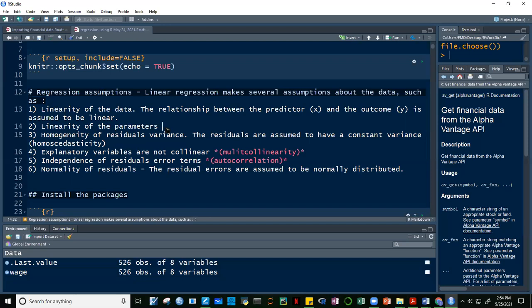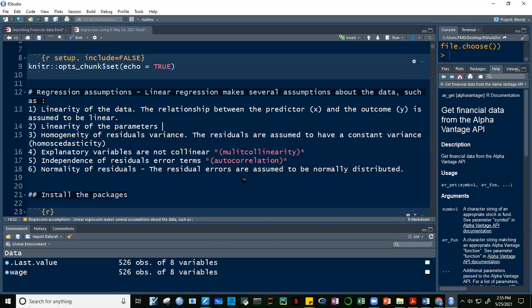Kasi wala namang arrangement, wala namang structural arrangement yung data natin kapag time series. So normally, kapag this independence of residuals, it's applicable to time series and not to cross-sectional data. Number 6, normality of residuals. Dapat yung error terms natin, dapat normally distributed. Pag hindi siya normally distributed, we might have problems with our model, no? With our predictions. So all of this, guys, we're going to look at one by one as we go on.